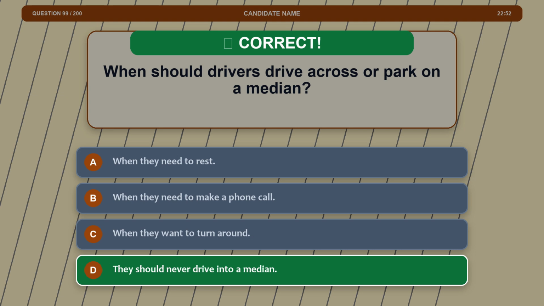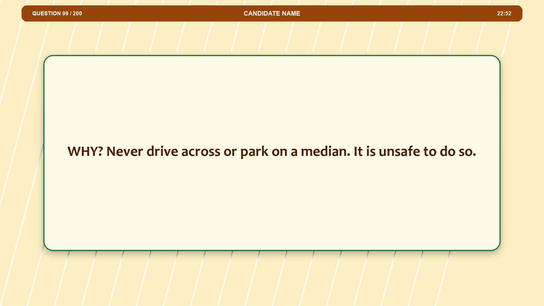The correct answer is option D. They should never drive into a median. Explanation. Never drive across or park on a median. It is unsafe to do so.